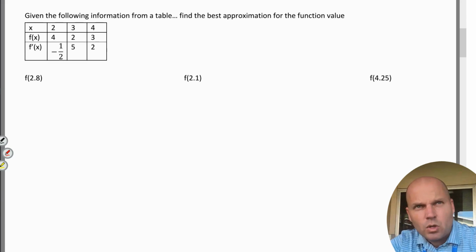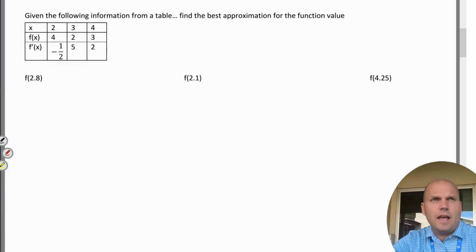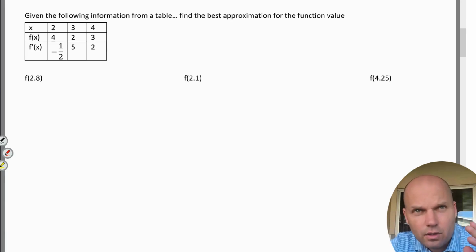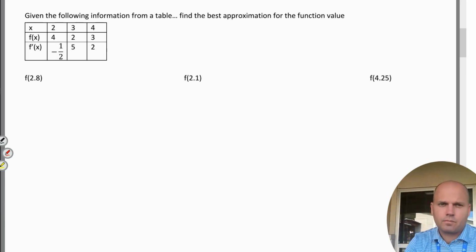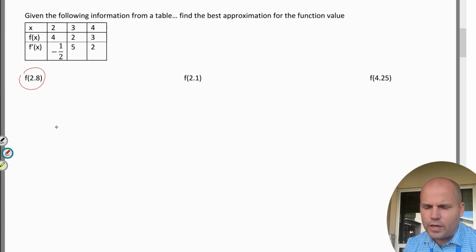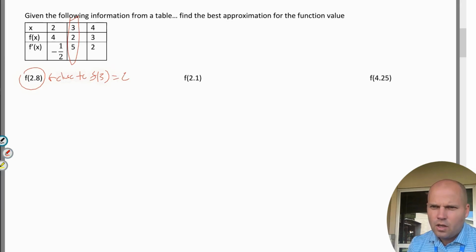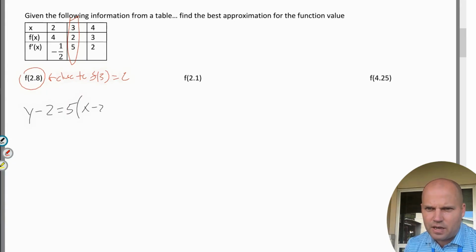But remember, we got to use the correct point. We got to make sure we're using a point that we know and the tangent line at the point that we know that is close to the value we want to approximate. For example, 2.8 versus 2.1 versus 4.25. If I have f of 2.8, I would say that is close to f of 3. F of 3 is 2, whose slope is 5. I will use this tangent line, y minus y1 equals m times x minus x1.